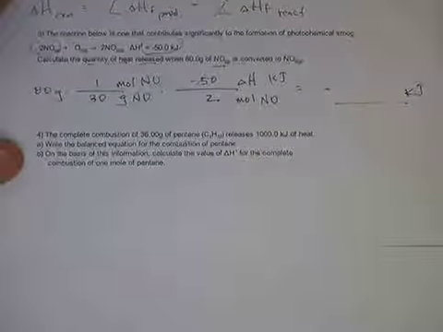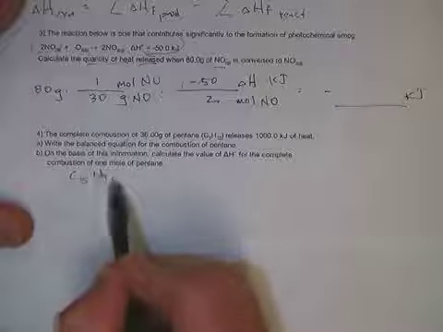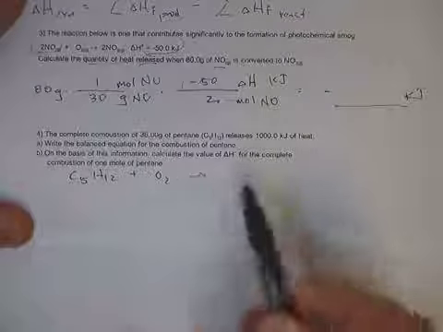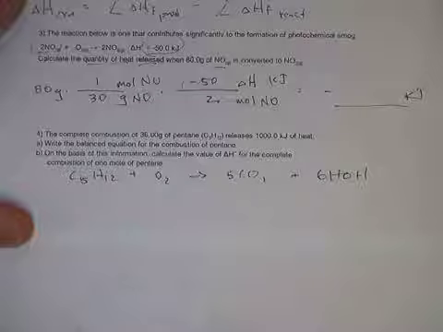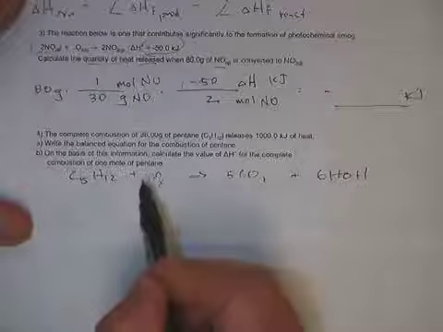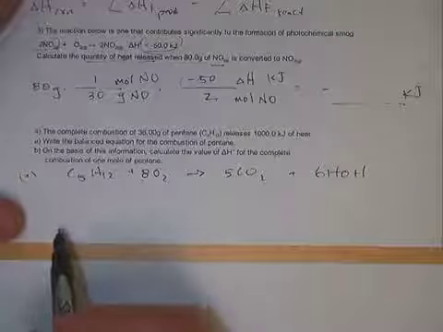Complete combustion of 36 grams of pentane releases 1,000 kilojoules. Write the balanced equation. Pentane is C5H12. Oxygen is added to that to make combustion. It makes CO2 and H2O. To balance this, do the carbons first, then do the hydrogens. Lastly, do the oxygens. There are a total of 10 plus 6 or 16 oxygens, so we need an 8 right here. On the basis of this information, calculate delta H for the complete combustion of 1 mole of pentane.